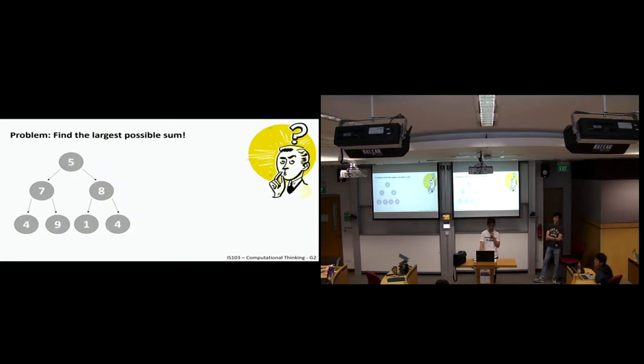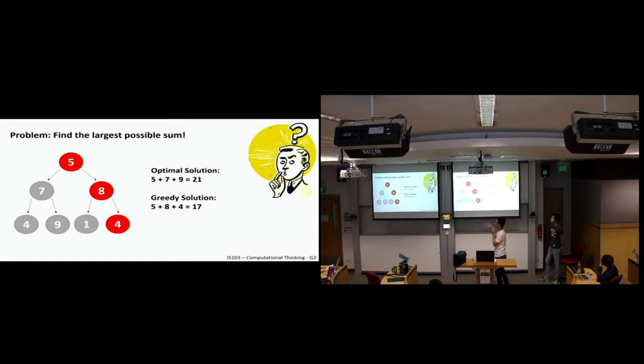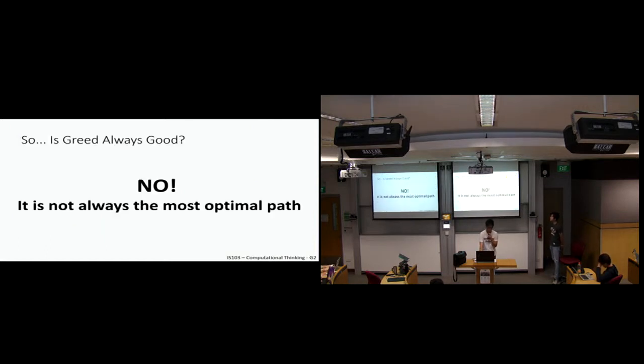Okay, jokes aside, greedy algorithm, like what Gordon said just now, will look at the best value, the best decision at that point in time. So for example, from 5, it will choose this, but the optimal solution is to get 5 plus 7 plus 9 to get the max value. However, if you use a greedy algorithm, it will get the next values of 5, 8, and 4. So like what I said earlier, greed is not always good. Next, I shall pass on to Gordon.